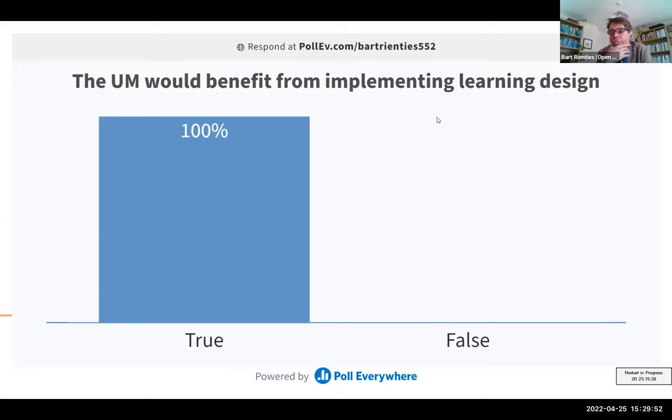So thus far, everyone believes it's true, or no one is able to link to the survey. Does anyone want to speak up why you think it would be useful to implement this learning design?